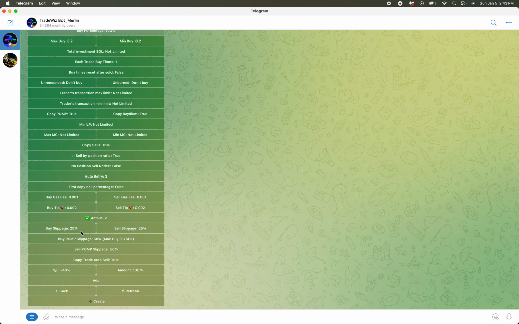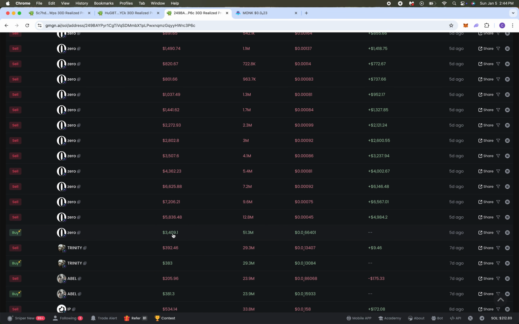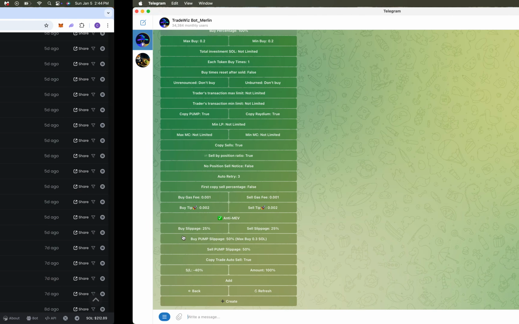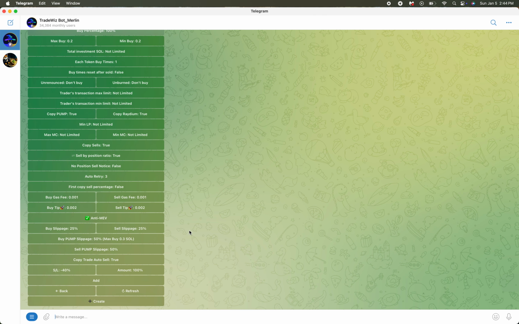And as well, my buy slippage is also kind of high for regular coins, because when you are copy trading these type of wallets, the coin does tend to move quite drastically, because like look over here, he did like a $3,400 buy. That's going to shoot the price up, and maybe there's other people buying the coin as well. So you do want to have your slippage set right. And then after you're done with all of these settings, just click create.